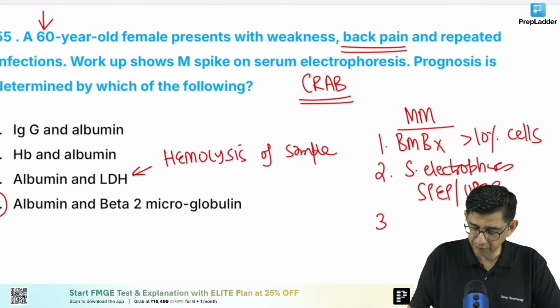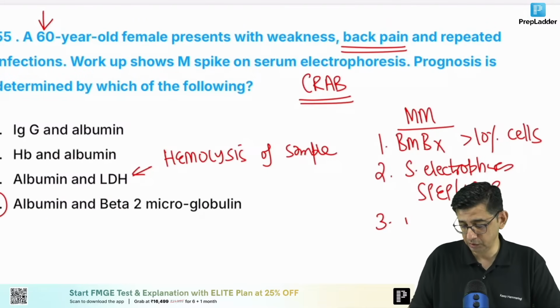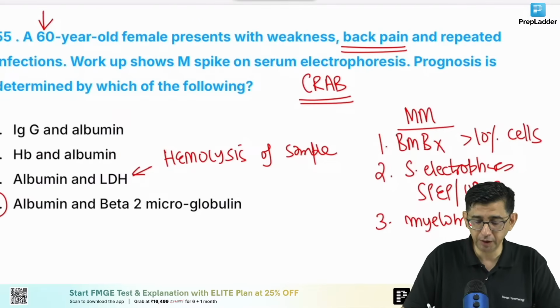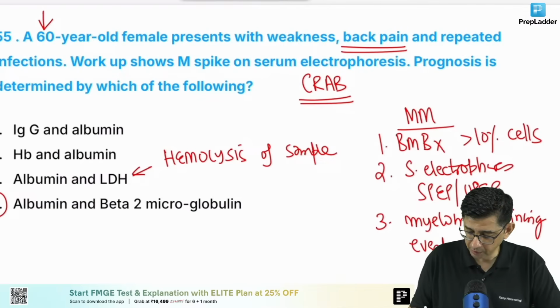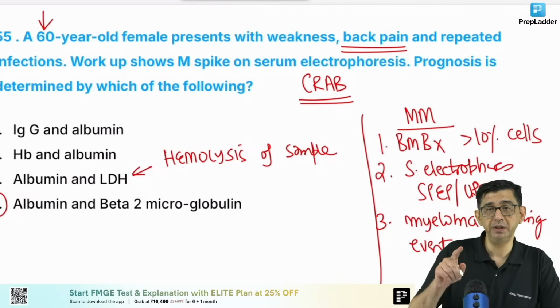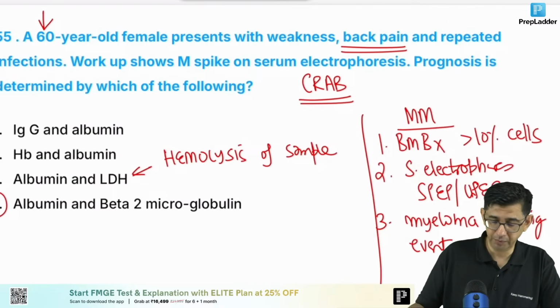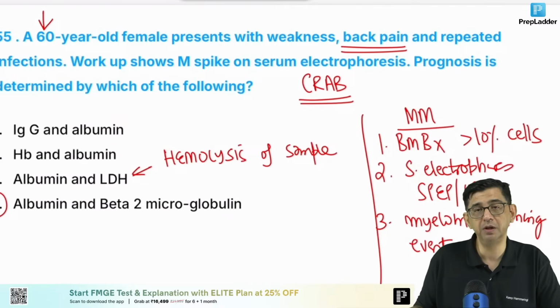And the third thing that we look for is myeloma defining events. The third thing that should be present is CRAB. This CRAB, you don't need all of them. You need any one of them to be present, but these would be called myeloma defining events. So if all three are present in a patient, by three I don't mean three in the CRAB. I mean bone marrow biopsy showing more than 10% cells, serum electrophoresis, myeloma defining events, then it is multiple myeloma.